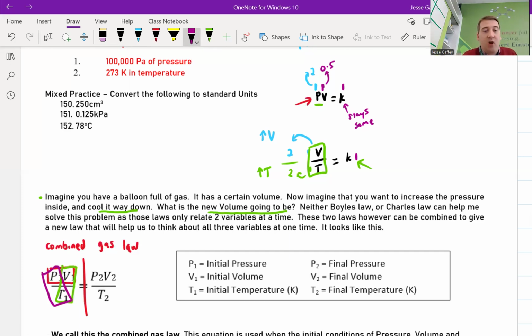You can see which one you have to keep constant in each situation. So for Boyle's law, it's P1 V1, the red square here, and you have to keep temperature constant. For Charles' law, it's V1 over T1, you have to keep pressure constant. And for this other law, it'd be P1 over T1, you have to keep volume constant. That's a different law. I'm not going into that today.